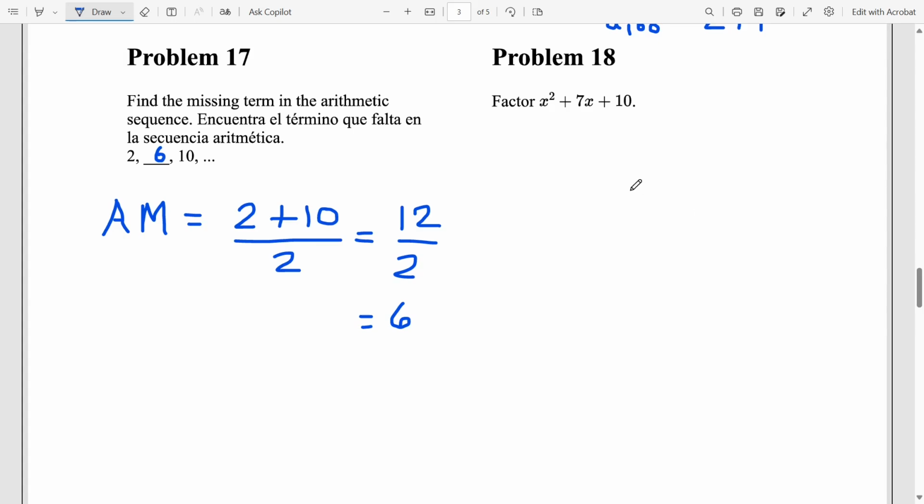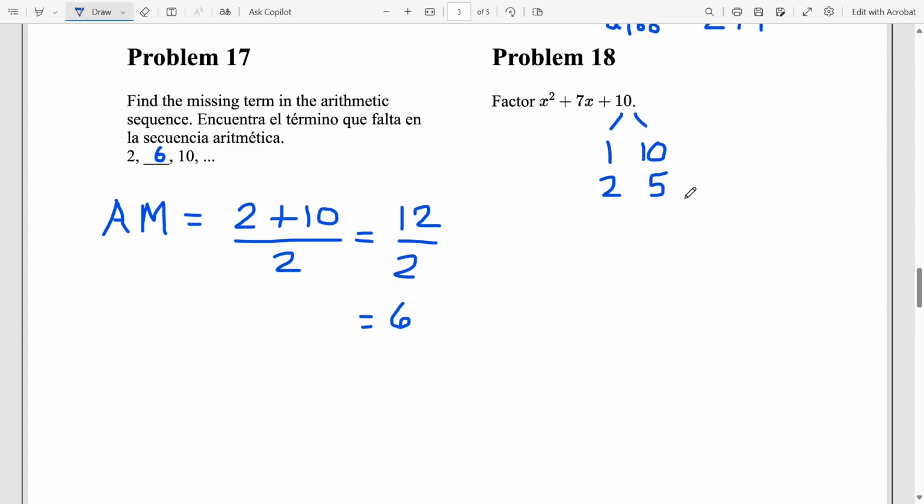All right, next one. We're going to factor x squared plus 7x plus 10. This is a factoring problem where the number in front of x squared, which we typically refer to as a, is equal to 1. So what I can do is list the factors of 10. I have a positive here and a positive here, so I'm just going to list positive factors. So I could multiply 1 by 10 to get 10, and I could also do 2 times 5.